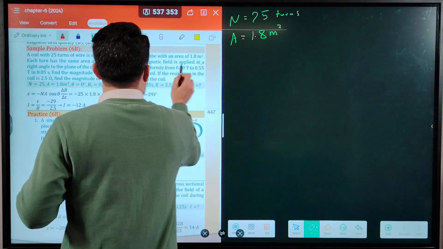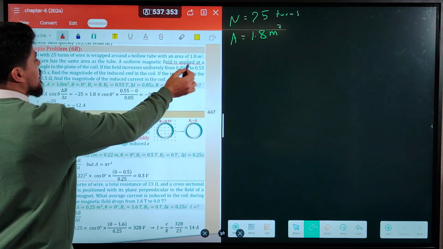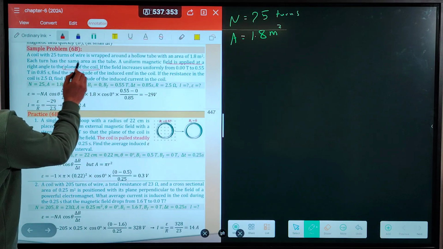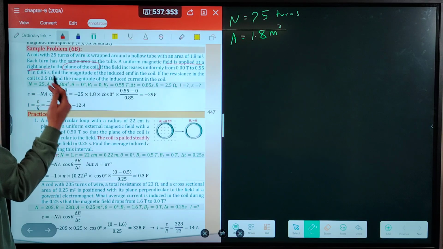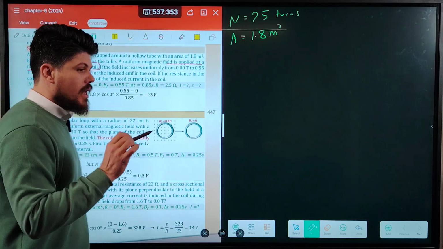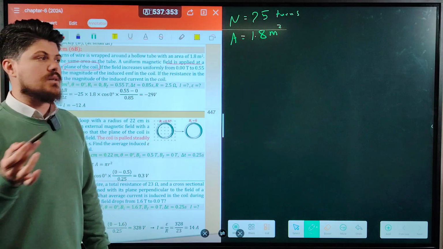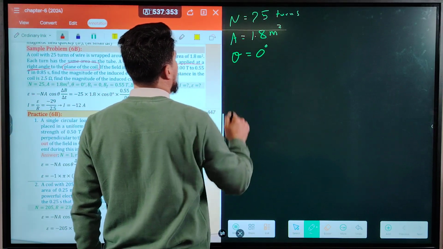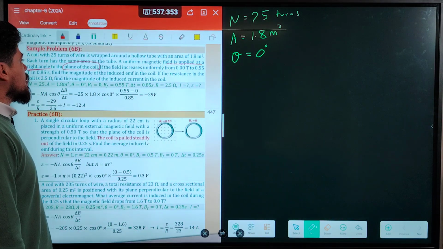Guys, look. This sample problem mentions the angle between the applied magnetic field and the plane of the coil. If the plane of the loop or plane of the coil is at a right angle, it means it is perpendicular to the applied field. If the plane of the loop is perpendicular to the magnetic field, it means that the angle is 0. Why? Because we have to count the angle between the area vector and the magnetic field, not the plane of the loop.